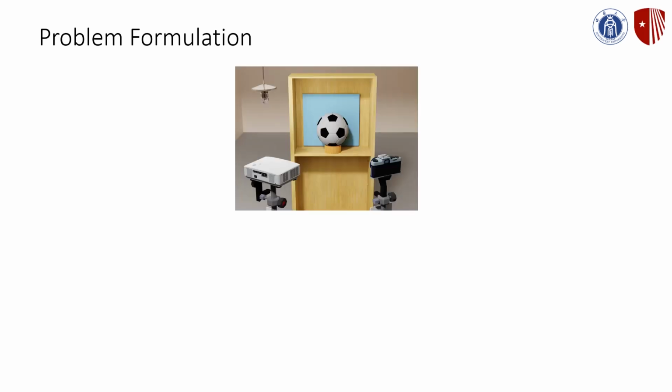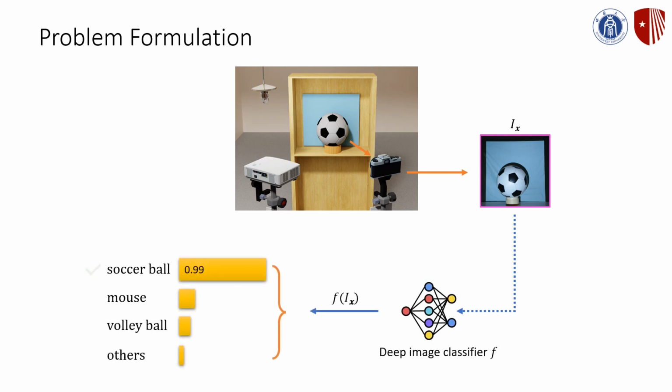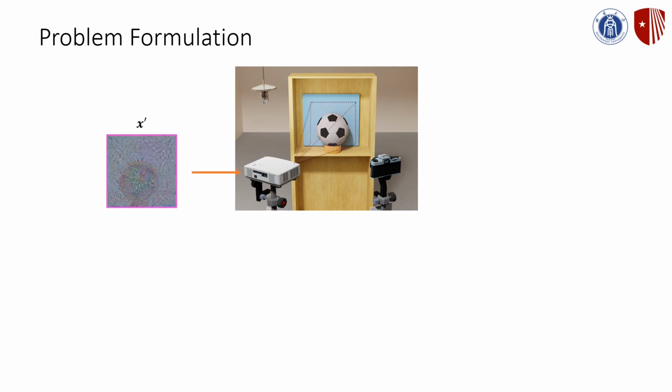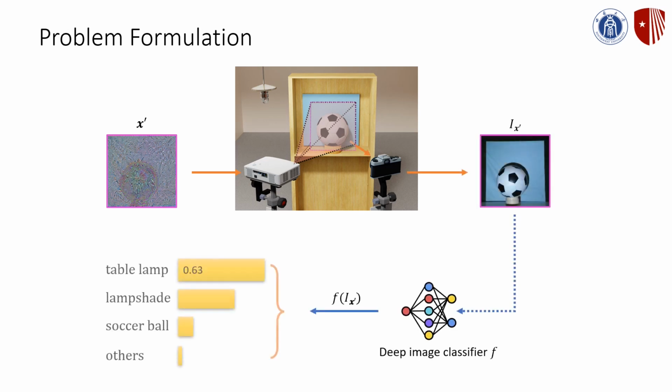As shown in the figure, our scene consists of a projector, a camera, and a soccer ball. Denote the camera-captured scene image as IX. If we input it to a deep image classifier F, the output shows that the label soccer ball has the highest confidence, which is correct. Projector-based adversarial attack aims to project a stealthy pattern X' to the scene, such that the camera-captured scene IX' is misclassified as a table lamp. Note that the adversarial projection is exaggerated for better visualizations.